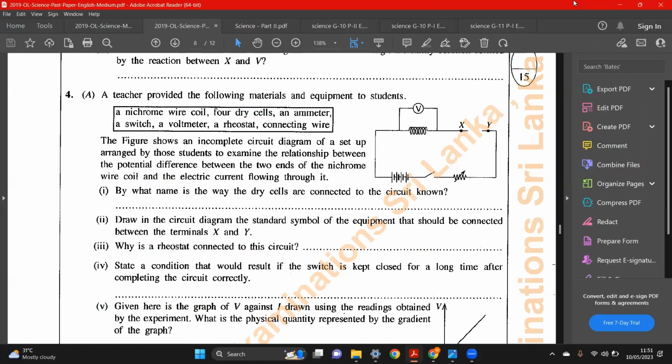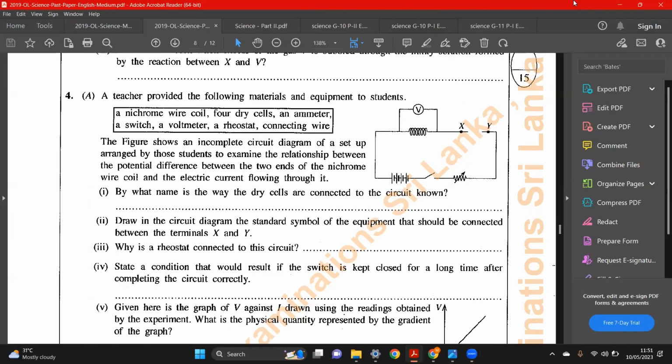Right? Okay, the fourth question. So this is a physics related question. Teacher has provided the following materials, and based on that, the students have set up a circuit as shown below. Okay, so it's an incomplete circuit diagram. There's a few things to be done. By what name is the way the dry cells are connected to the circuit shown?